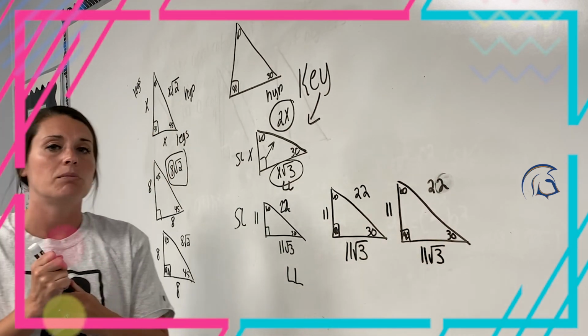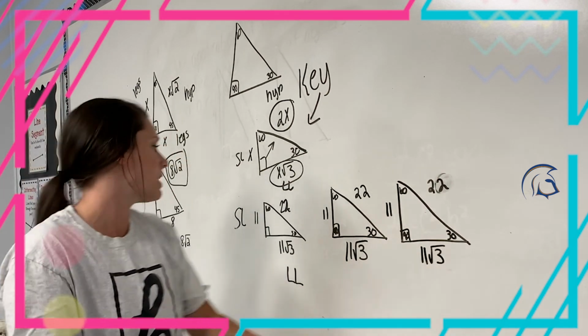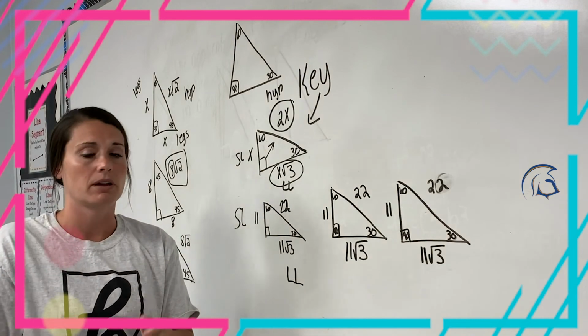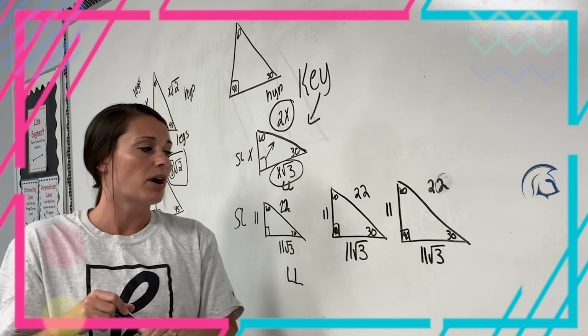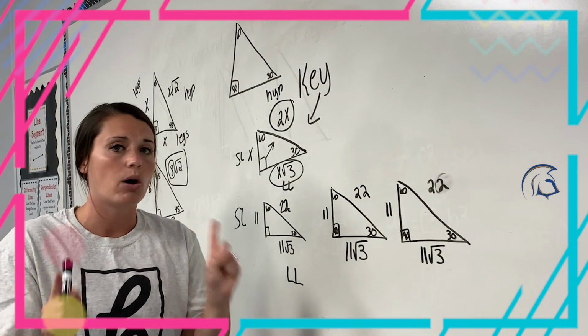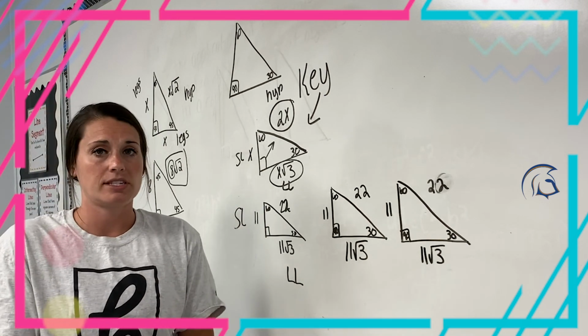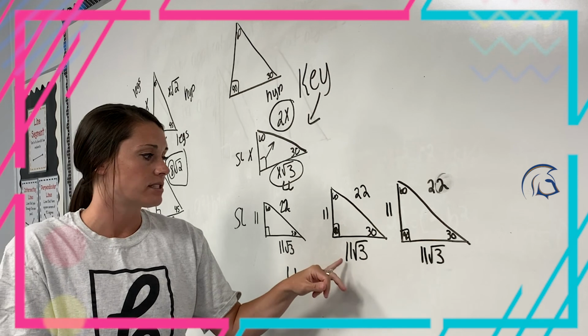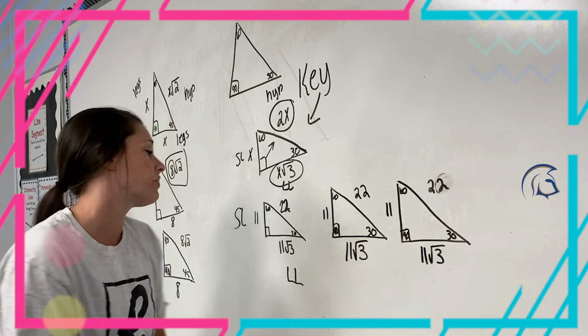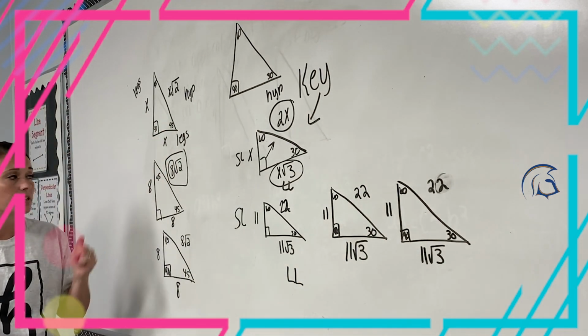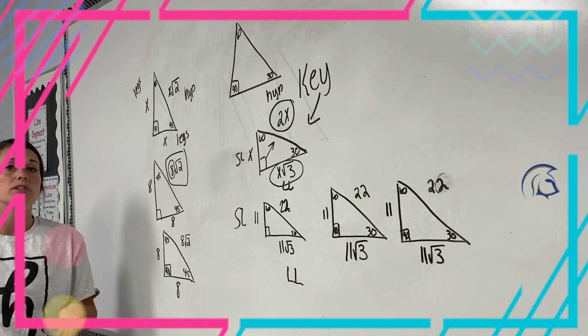Now you may be asking, where does the square root of 3 come from and where does the square root of 2 come from? There is a long process to explain that, but for now, all you need to know is that in a 30, 60, 90 triangle, x square root of 3 is your long leg. In a 45, 45, 90 triangle, x square root of 2 is your hypotenuse.